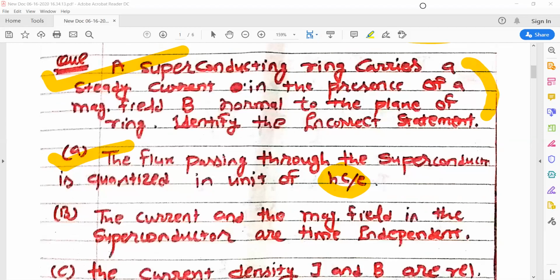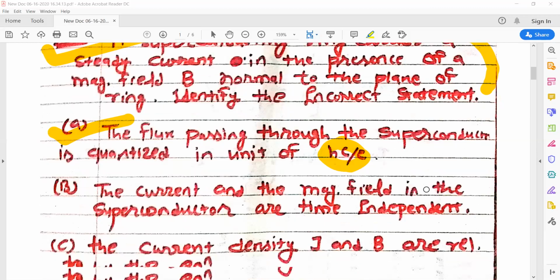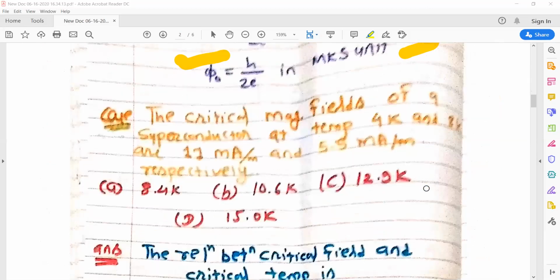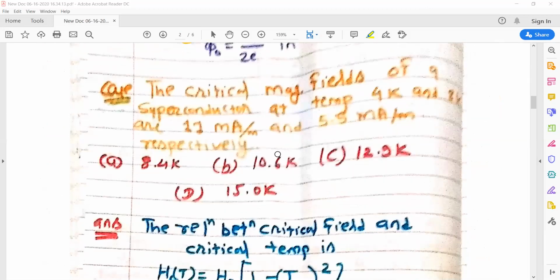Okay, and we define how this superconducting ring carries a steady current in presence of magnetic field, and that flux is given by hc/2e if I am going to see in the CGS unit, but if I am going to see in the MKS unit, that is h/2e. Okay, another question is that it is blurred, I think, but you can see.